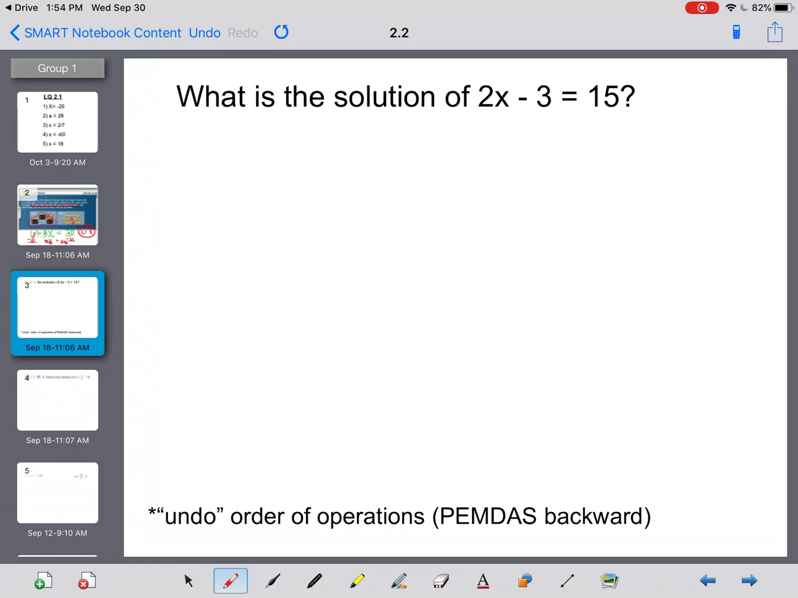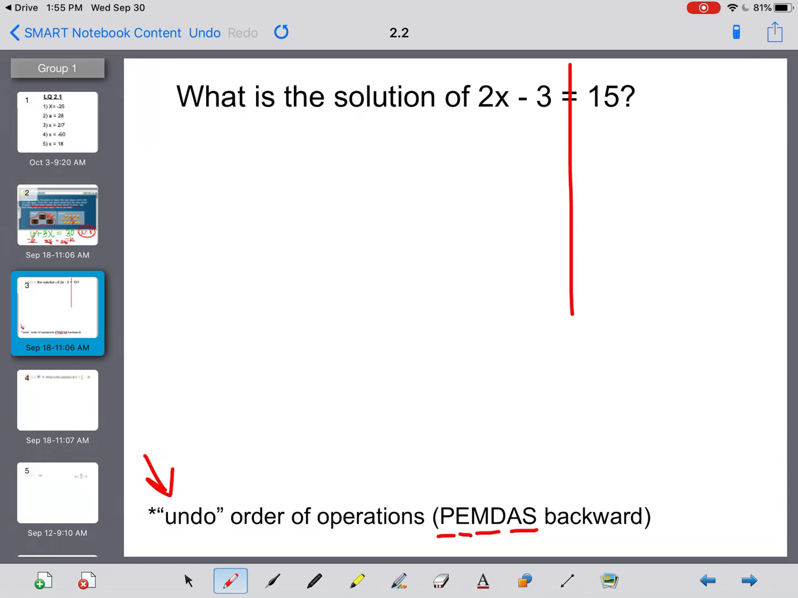All right, we're going to jump right in, and we'll go over a couple ways to think about this, and then you choose the one that works best for you. This is asking us, what is the solution of 2x minus 3 equals 15? So that means, what does x have to be to make this true? We can think of it a couple ways. The first way is to undo the order of operations, so we're trying to work backwards. Instead of doing parentheses, exponents, multiply, divide, add, subtract, we're going to add and subtract first, multiply and divide next, then exponents, then parentheses if we have them.